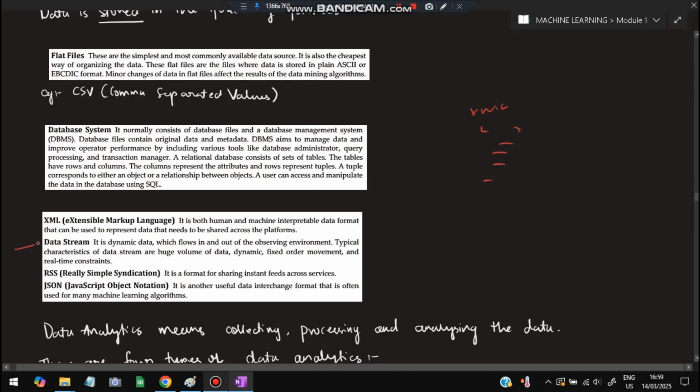And next is the data stream. Data stream means continuous coming and going of data. There also data will be stored, because when it is coming, that place obviously stores the data. That's why we are getting the data at the end. Next is RSS, which is Really Simple Syndication. It is also an instant sharing format used across services.